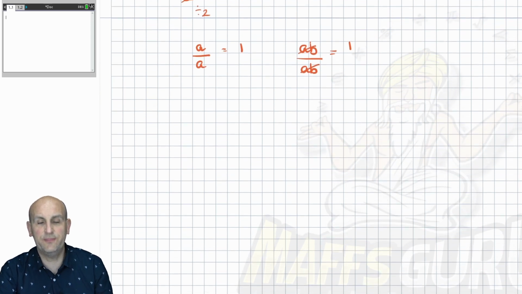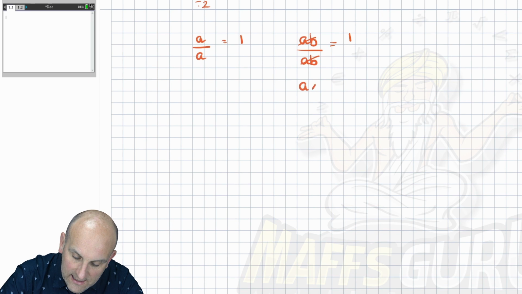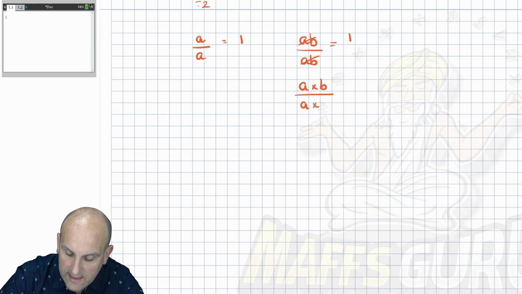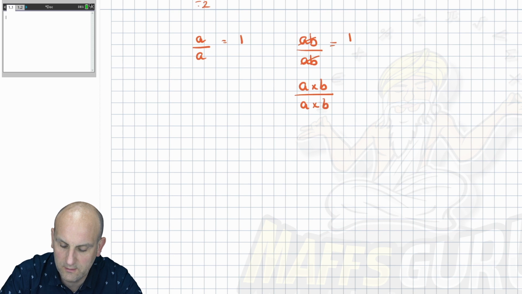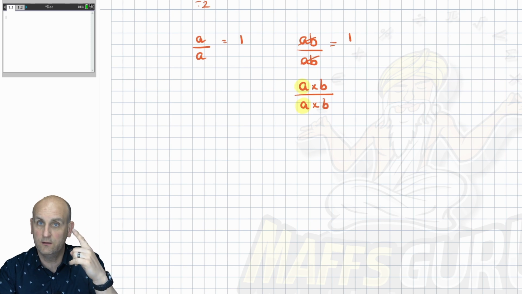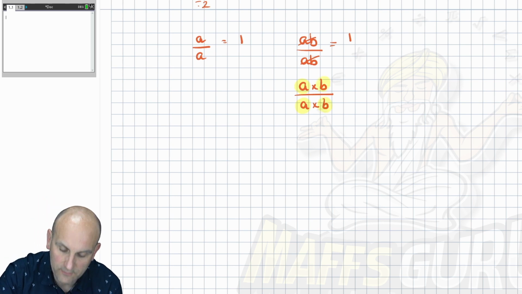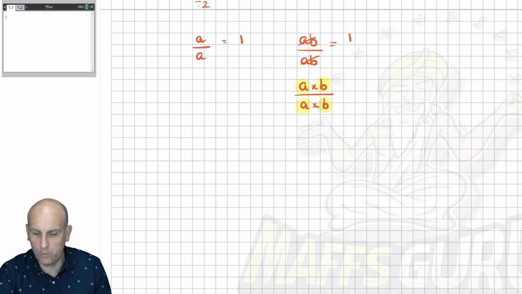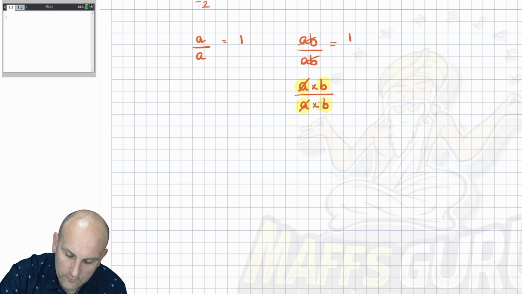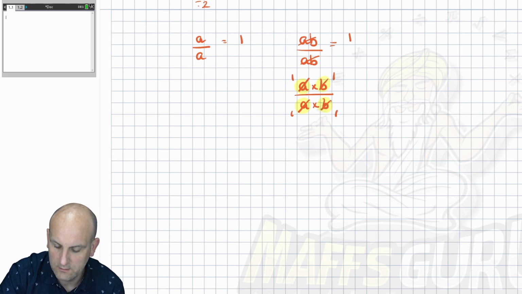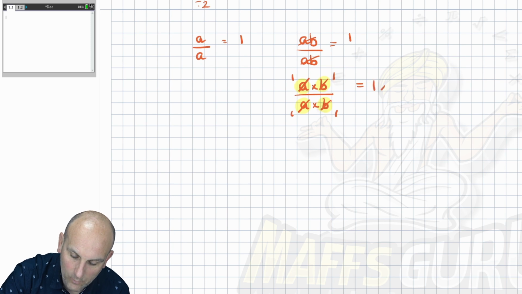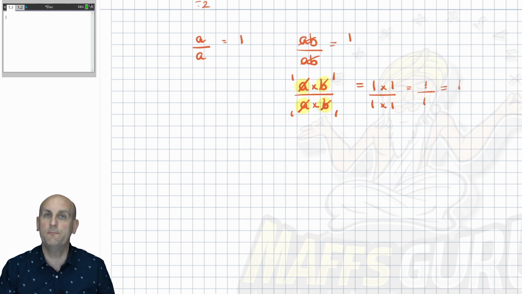Now, actually, we can split those things up. And we know that that's A times B divided by A times B. Well, hold on a moment. I notice I've got an A on the top and an A on the bottom. And I know that anything divided by itself is 1. And I've got a B on the top and a B on the bottom. And I know that anything divided by itself is 1. So what I could really do is say, well, A divided by A is 1 on 1. And B divided by B is 1 on 1. And so what that now becomes is 1 times 1 divided by 1 times 1. 1 times 1 is 1. 1 times 1 is 1. And that becomes 1.